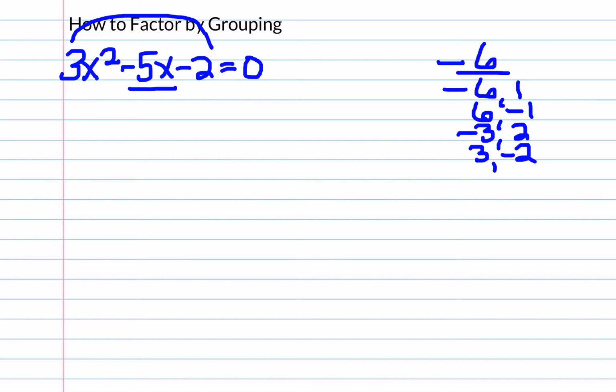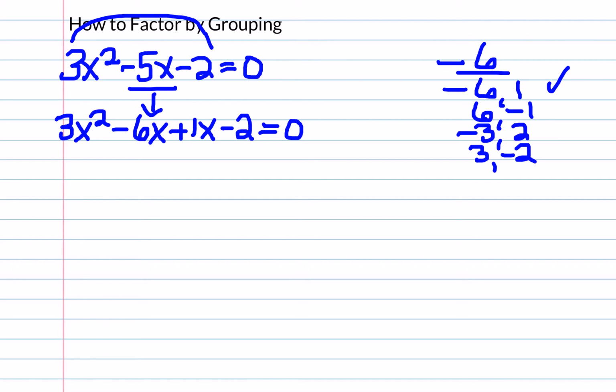Considering all pairs of factors, which pair combines together to give us negative 5? The negative 6 and the positive 1. So what we're going to do is replace the negative 5x using the negative 6 and the positive 1. Let's rewrite what we have. 3x squared. Instead of saying negative 5x, we're going to rewrite that as negative 6x plus 1x, bringing down the negative 2 and the equals 0.